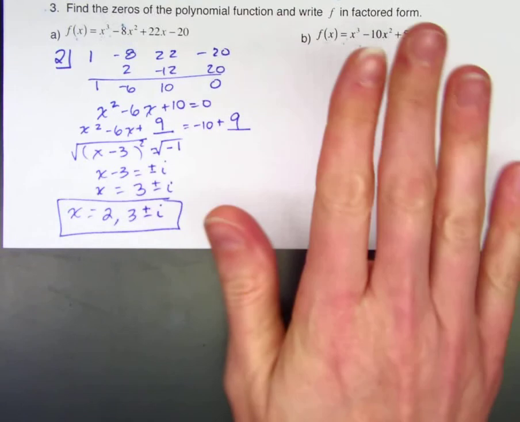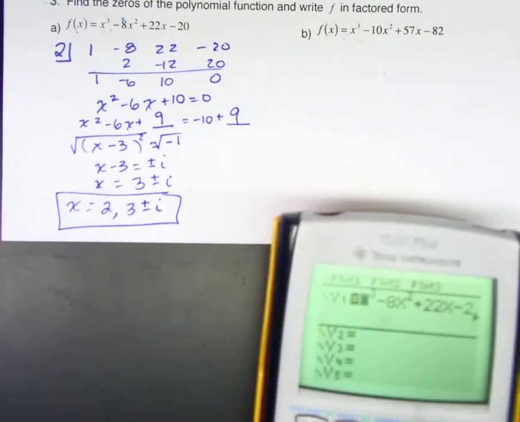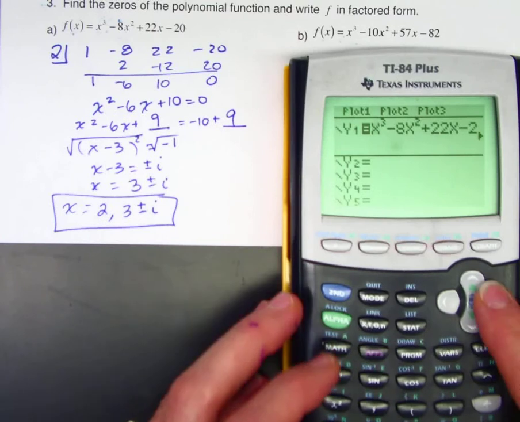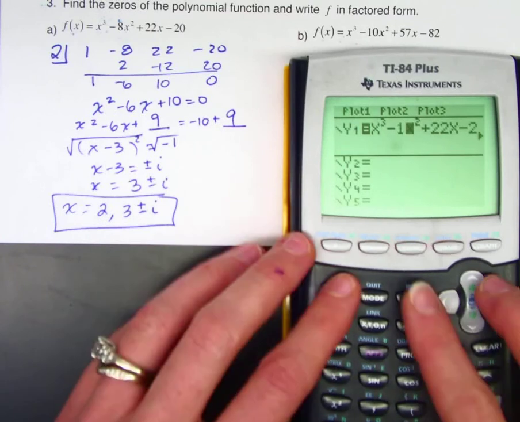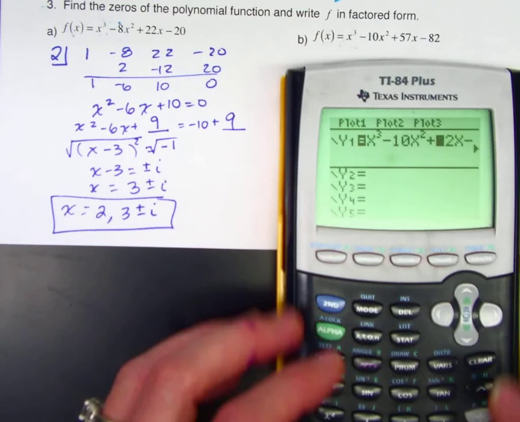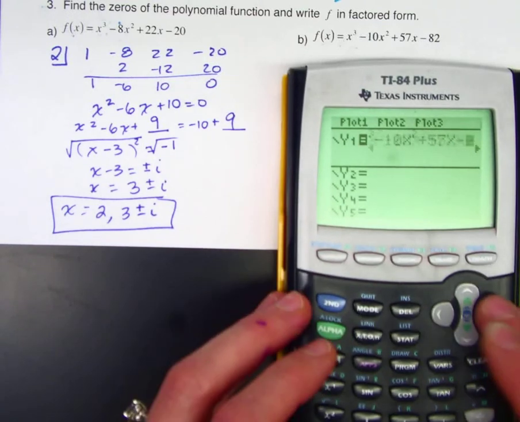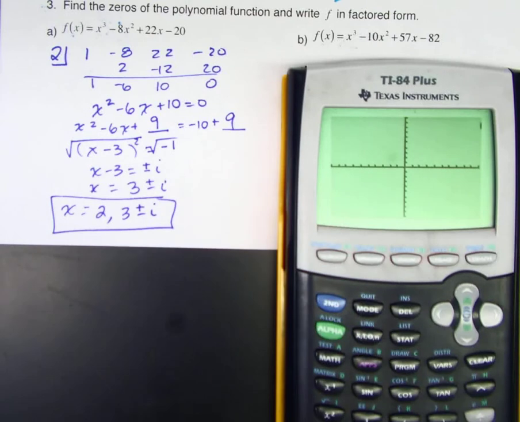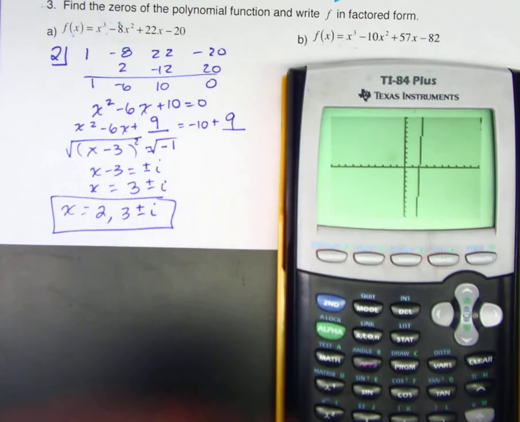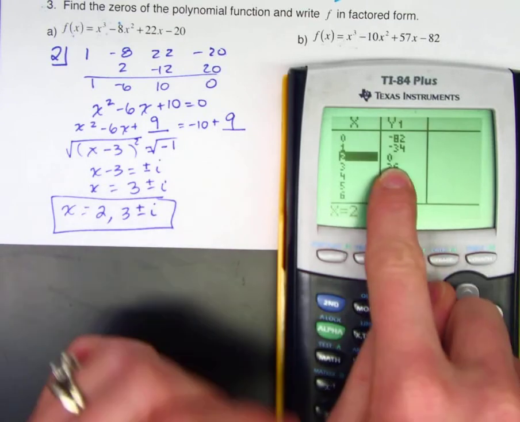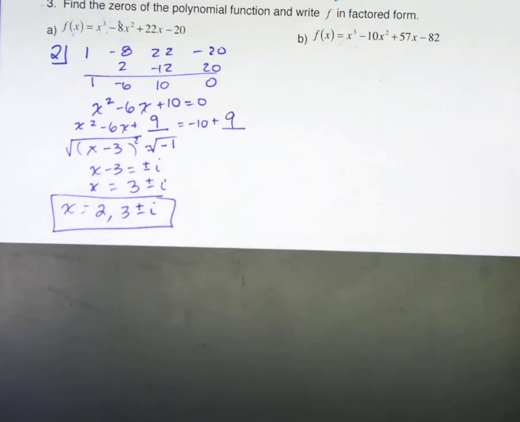All right, for the next one here, we're going to start the same way. You could use p's over q's, but because we have our calculator, let's use it to our advantage. So we have x cubed minus 10x squared plus 57x minus 82. We graph that, and it looks like 2 again is our real 0. I'm going to just double check with the table. Sure enough, when x is 2, y is 0.